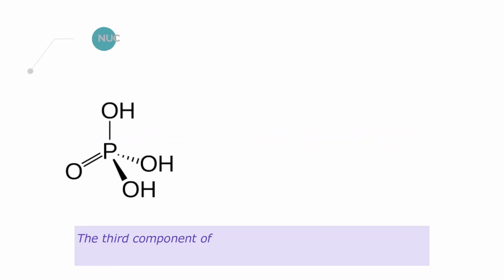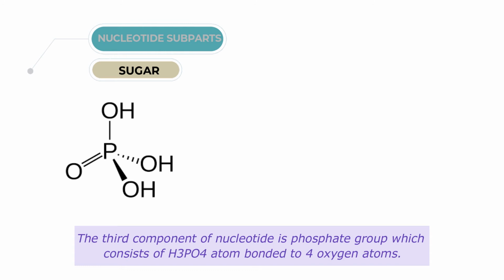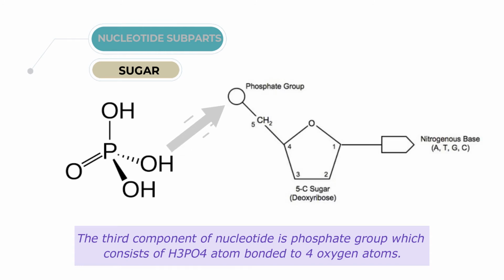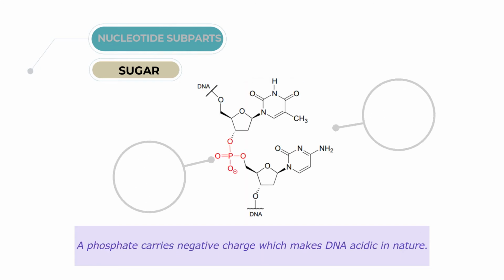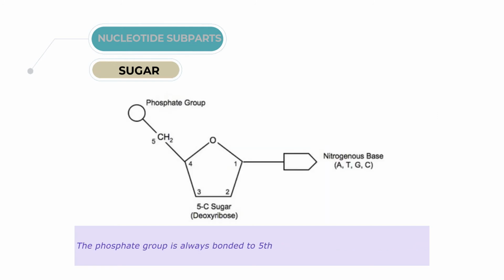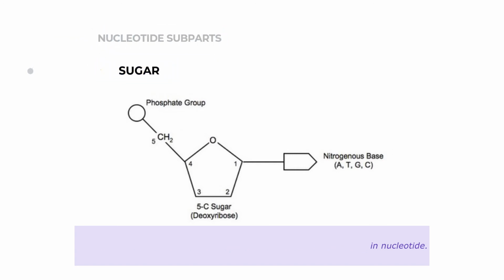Phosphate group. The third component of nucleotide is phosphate group, which consists of H3PO4 bonded to 4 oxygen atoms. A phosphate carries negative charge, which makes DNA acidic in nature. The phosphate group is always bonded to the 5th carbon atom of sugar in nucleotide.